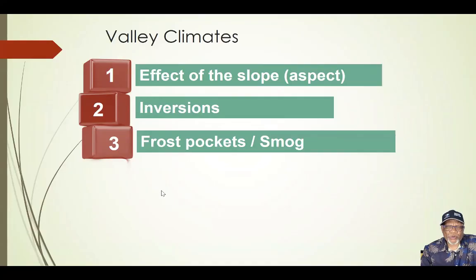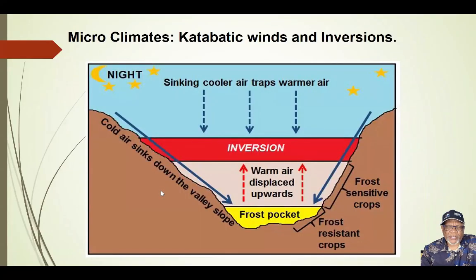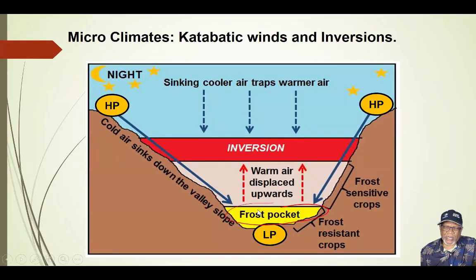What are we looking at now? We're looking at valley climates. What do we have there? We have what we call katabatic winds. Katabatic winds occur during the night, the cold air subsiding, and the cold air accumulating at the bottom of the valley. And then what is going to happen? The temperatures at the bottom of the valley are going to drop below freezing point, and we're going to get what we call a frost pocket.